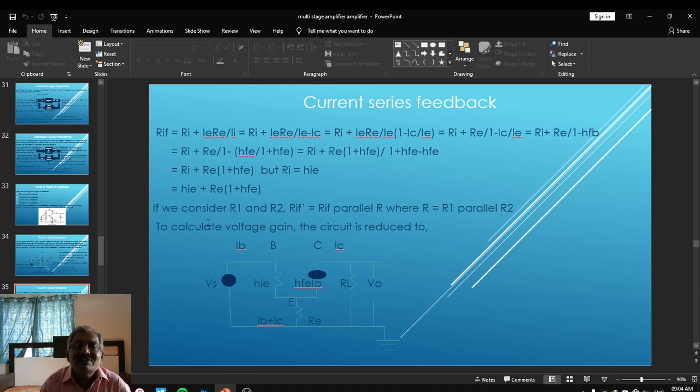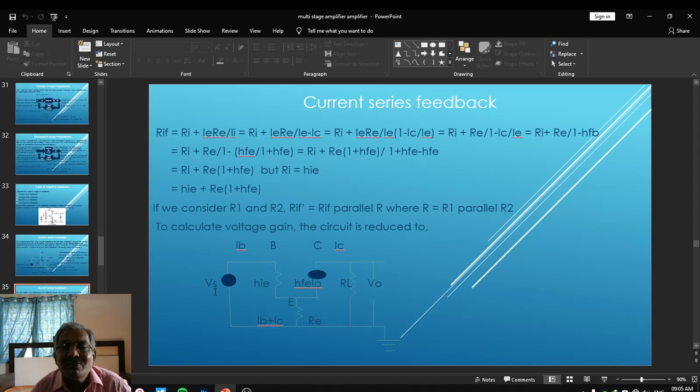Now we have to calculate the voltage gain of the current series feedback. For that particular purpose, the h parameter equivalent model is obtained, so that is represented here. What we did here, we have replaced the transistor by using its h parameter equivalent, by neglecting the biasing network, keeping the rest of the parameters as they are.